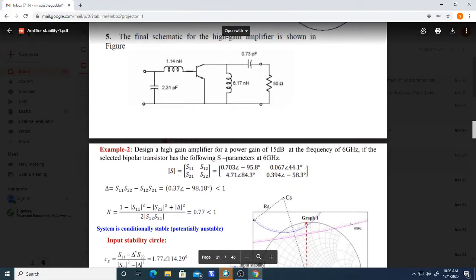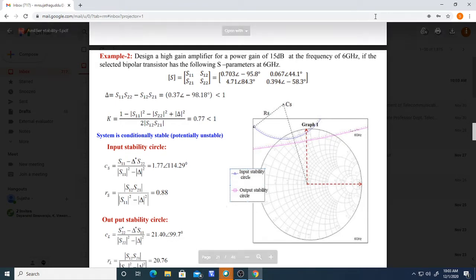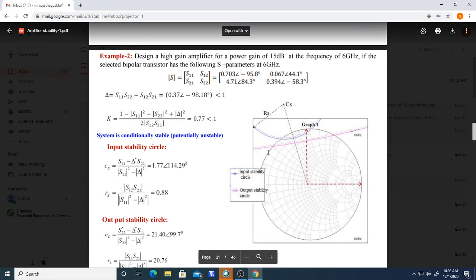So like designing a high gain amplifier, in such a case, what we were doing, first we should check whether it is a unilateral device or a bilateral device, that is, whether S12 equals 0 or not. While designing the high gain amplifier, the first step is looking at whether it is a unilateral device or not. Unilateral device means this parameter S12 must be equal to 0.